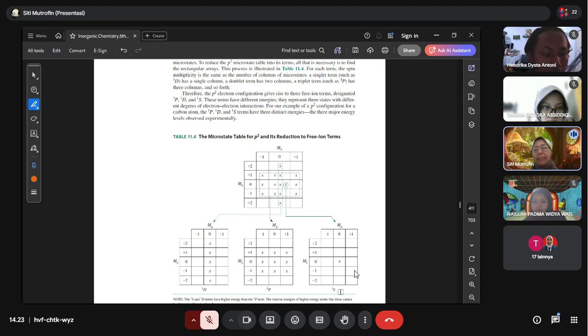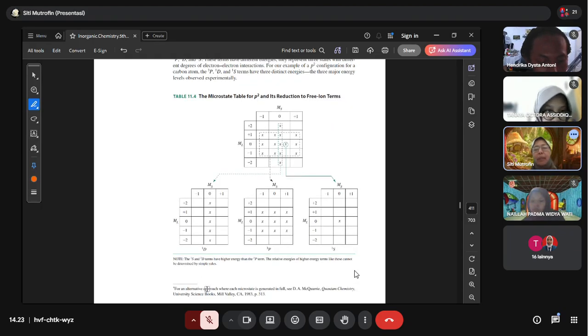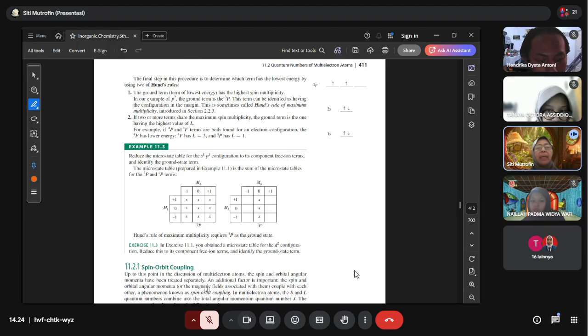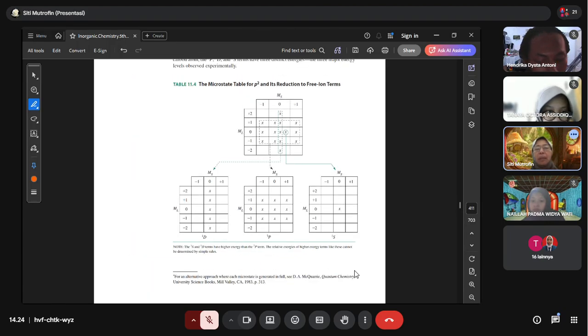And then 1S: S represents L equal to 0, and then 2 times 0 plus 1. So we already have 3 free ion terms belonging to the 2 electrons in 2p of the carbon atom. Okay, any question? Any question?